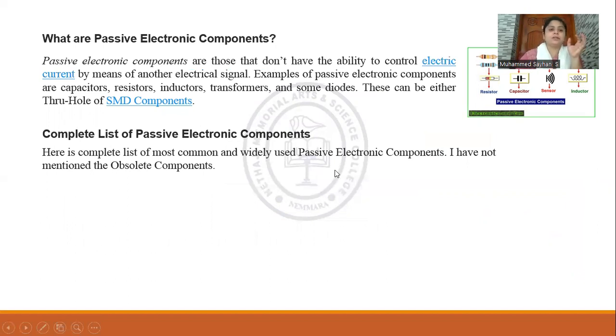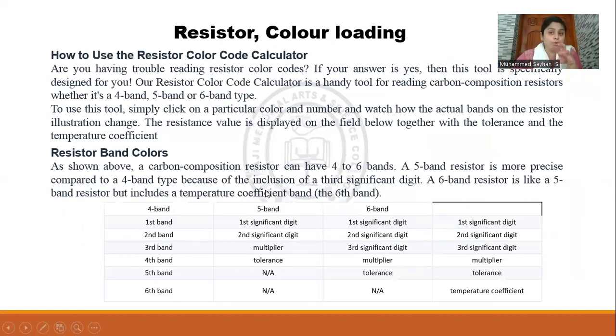Next, let me move to the main passive electronic component, that is our resistor. What is resistance? Any hindrance to the flow of current is called resistance. That blockage to the current flow is called resistance. And the devices which are used for this resistance purpose are called resistors.